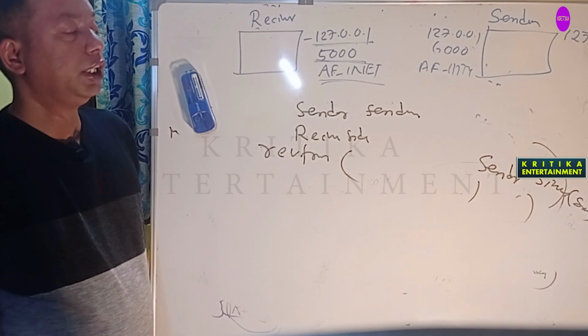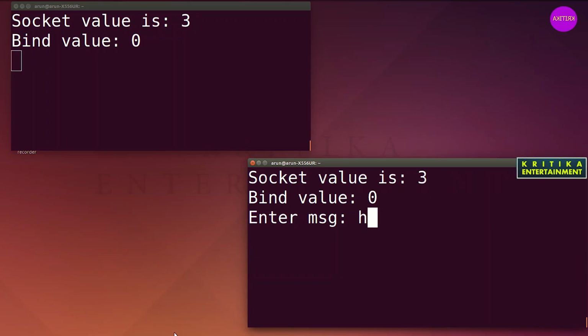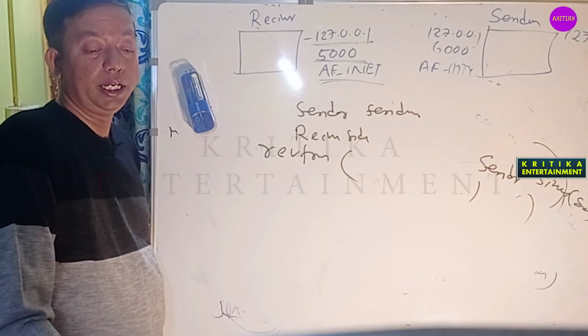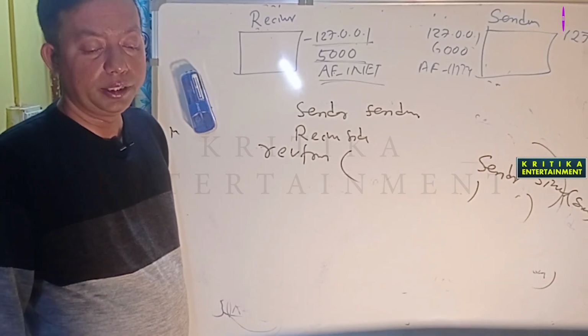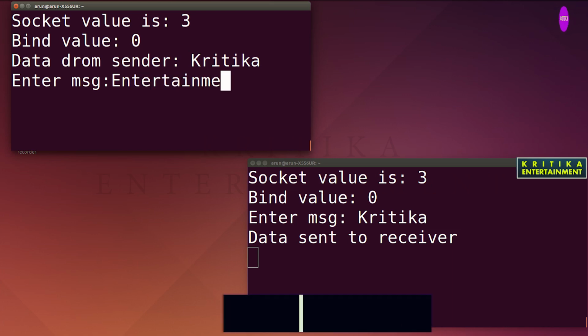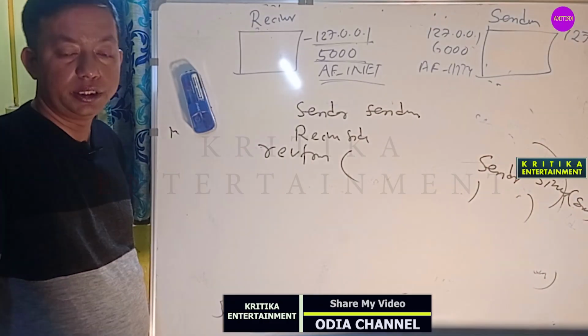Run. Enter the message. First, your sender will send the message. Suppose here we pass hello or Kritika. So it will display Kritika on the receiver side, and the receiver will send a message, suppose entertainment. Then it will display on the sender side that the value from the receiver is entertainment.